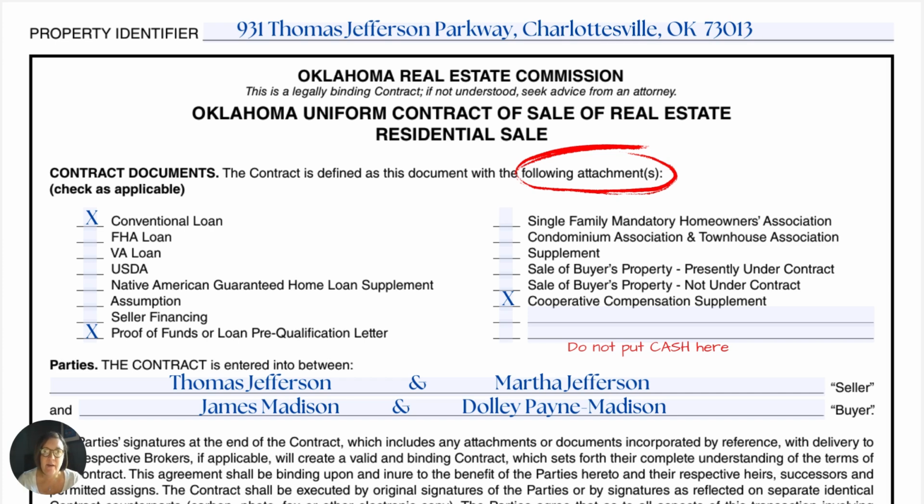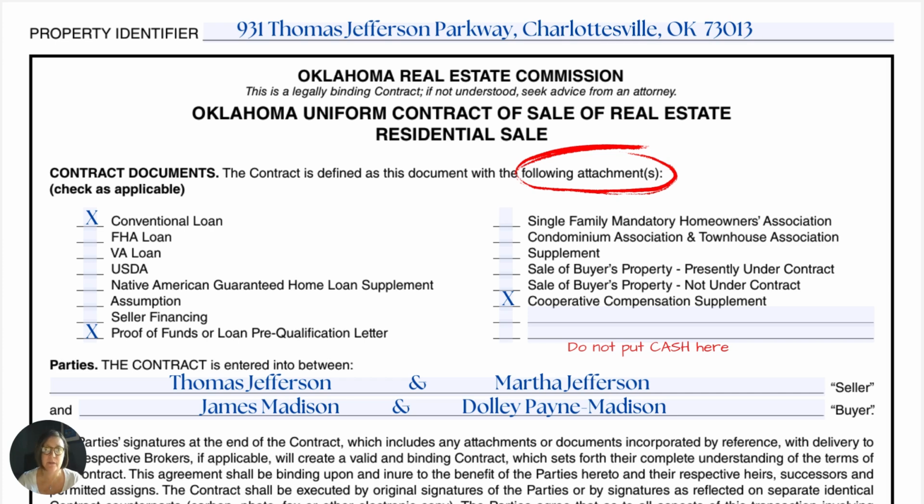The contract is defined by the pages of the contract and the attachments that are checked in the next section. So if there's any sort of financing addendums, those need to be checked and attached to the contract. If you're going to do proof of funds or attach a pre-qualification letter, you'll check that as well. If there's homeowners association, condo association, any sort of documents like that that the buyer needs to be aware of or that we need to request from the seller, mark those. If there's a contingency, it's really important that we make sure that the contingency document is attached and the correct one is attached.